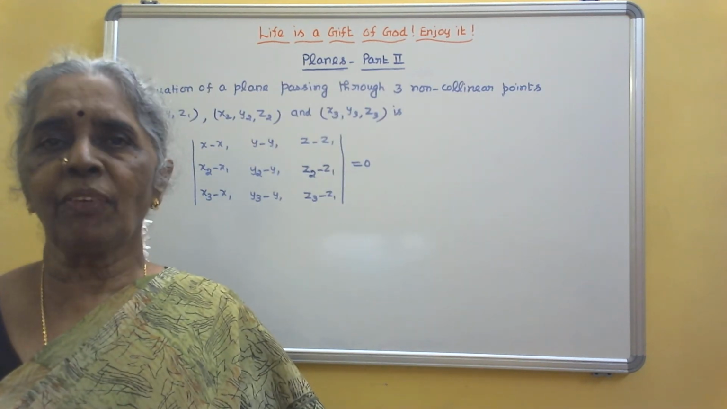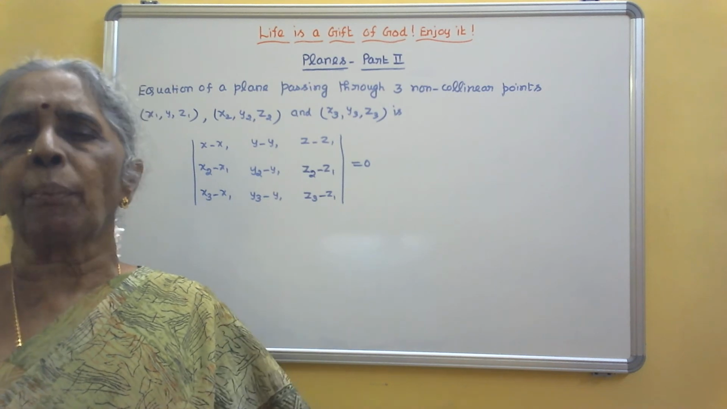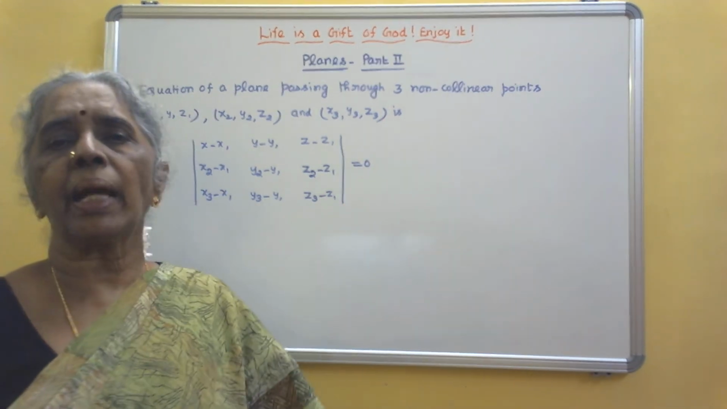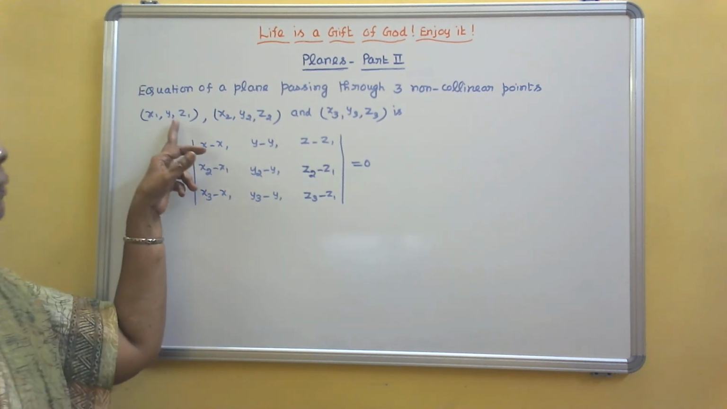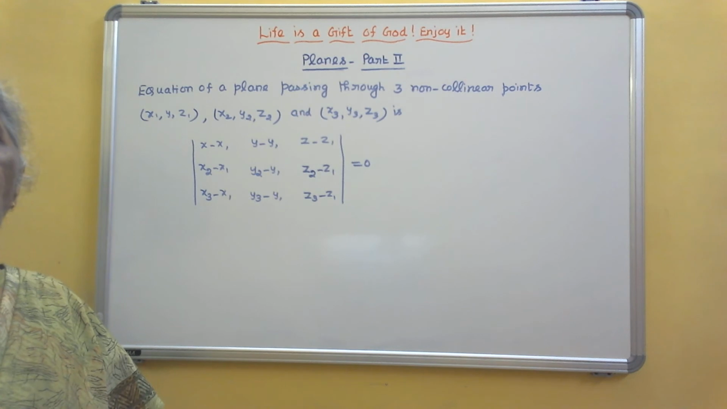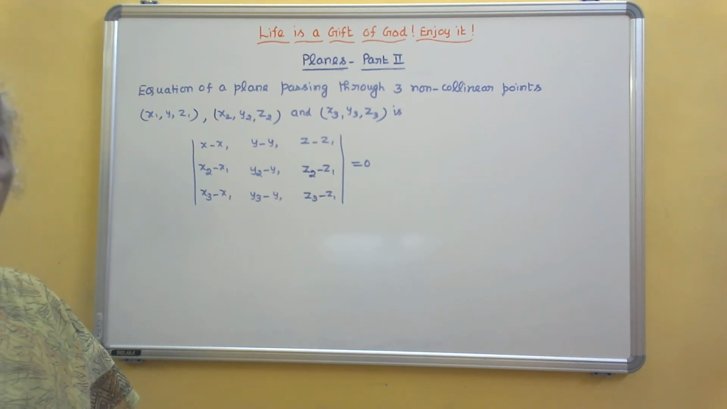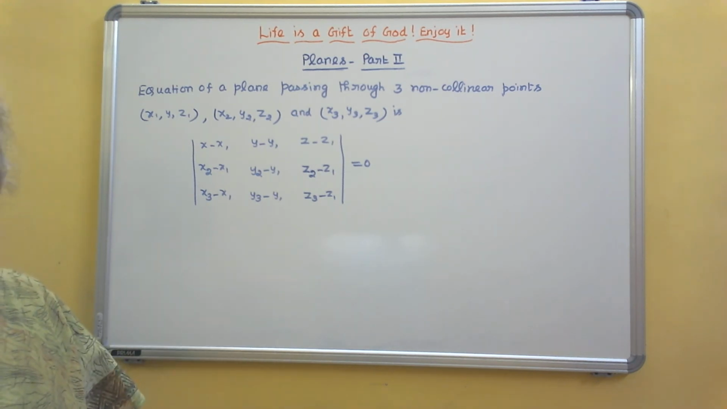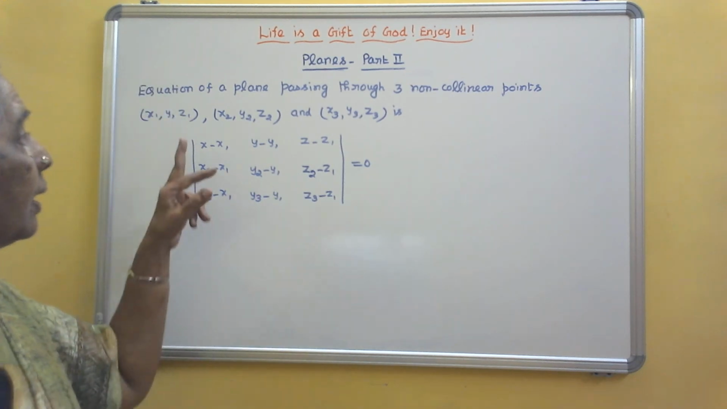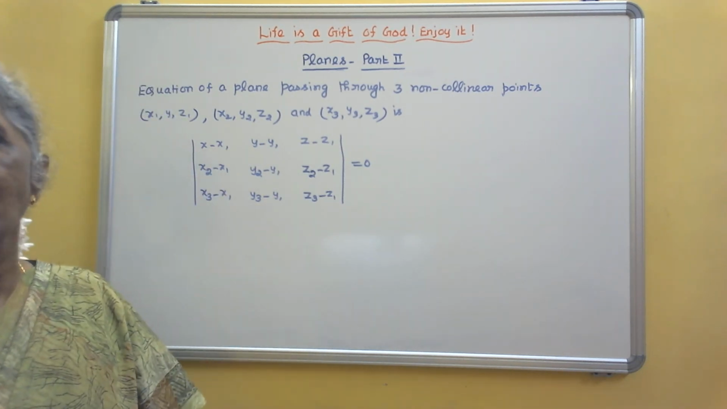Another new formula for you now. Equation of a plane passing through 3 non-collinear points x1, y1, z1, x2, y2, z2 and x3, y3, z3 is. Now this is only the Cartesian, okay? Because this is the easiest, I am teaching you only the Cartesian. It is a determinant. Determinant is very easy for us, isn't it?